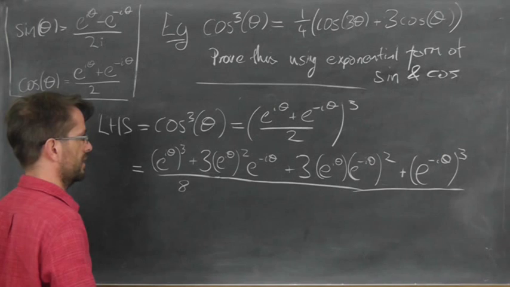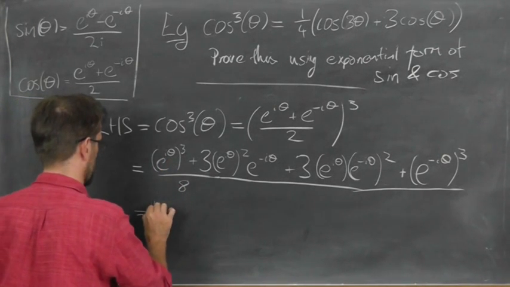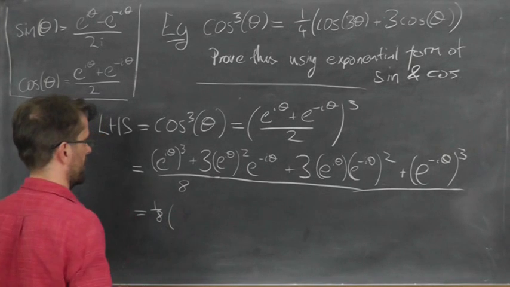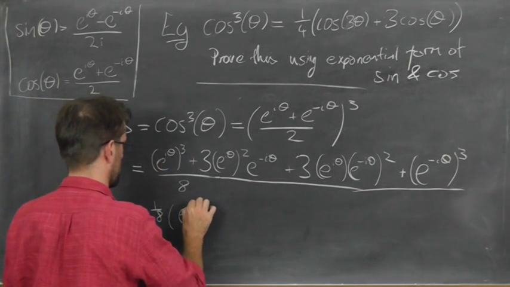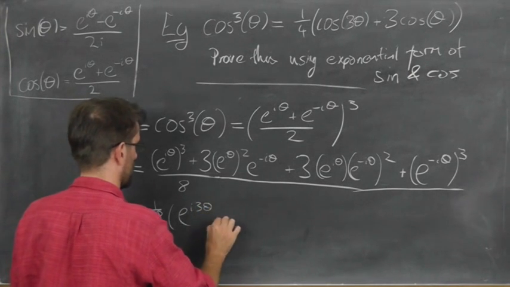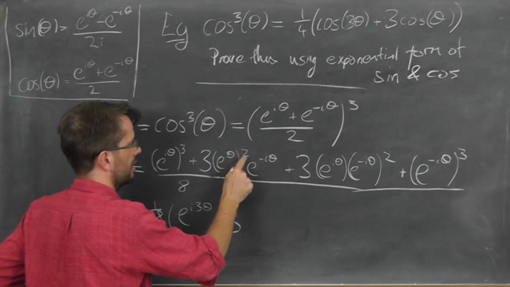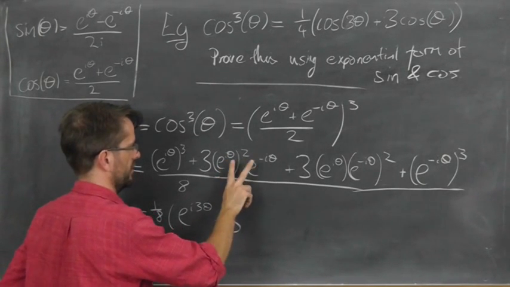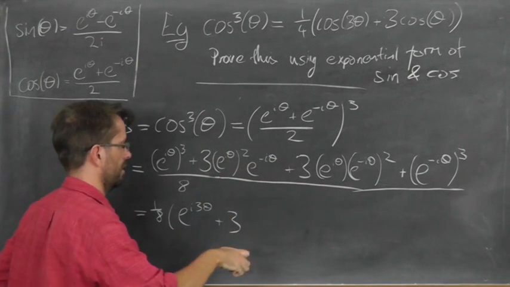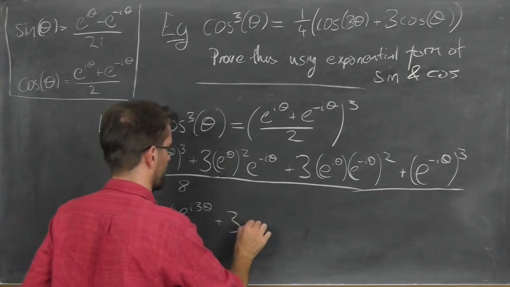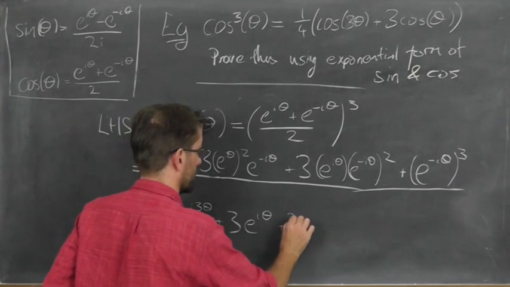So let's just rewrite these using the rules for indices. Let's just take out a factor of 8, save us a bit of space here. So e to the I theta all cubed, that's the same as e to the I 3 theta, plus 3. So this is going to give us e to the I times 2 theta, but then we're multiplying it by e to the minus I theta. So we need to add those together. So I 2 theta minus I theta just gives us an I theta. So that's plus 3 e to the I theta.